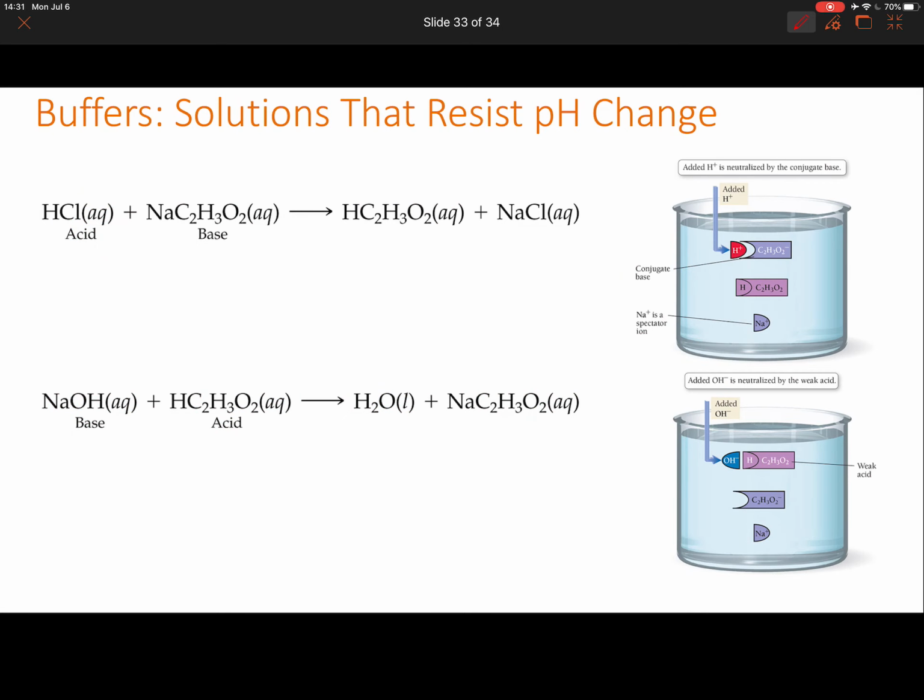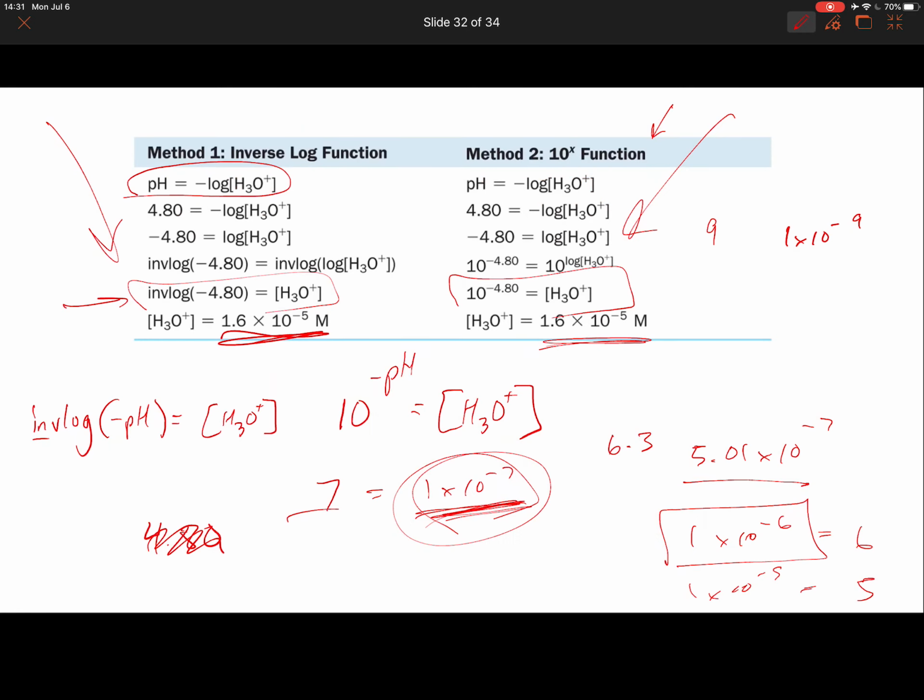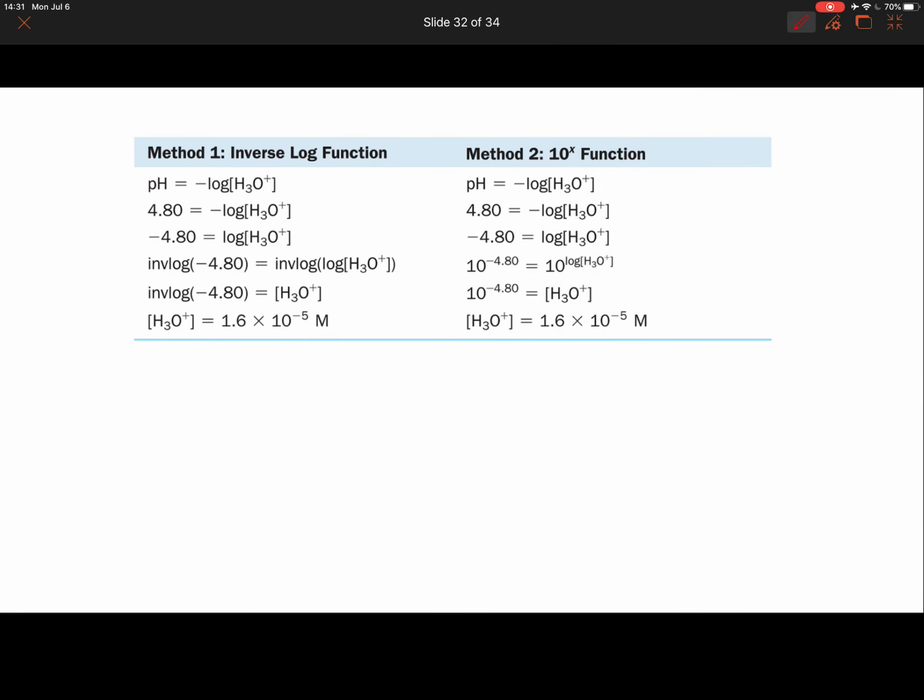Let's talk about buffers real quick. Buffers are solutions that are resistant to change. And actually, I do want to take a step back real quick and give you one more little bit of information here. There's another couple of relationships that I want you to use. This will help you with your homework. We know that hydroxide and hydronium are related together through the Kw. So as long as we know that number and one of the other two, we can find the other. There's also that pH plus pOH equals 14. So if we know the pOH, for example, and we're asked for the pH, we can find it through 14.